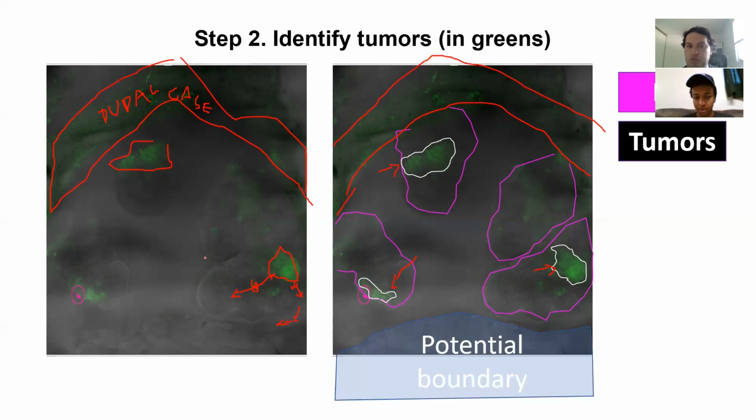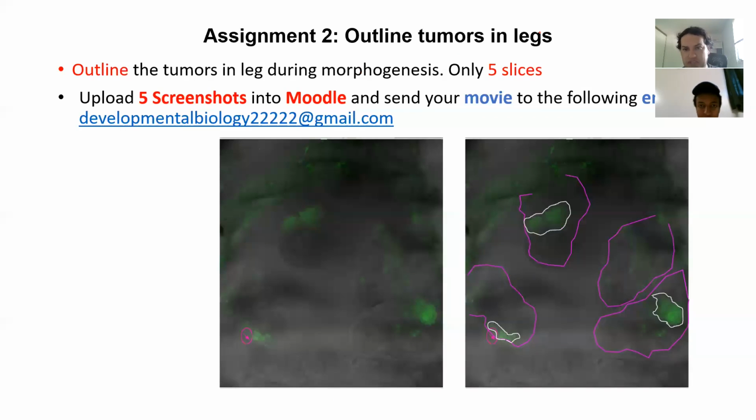So so far we will have the outline of the legs. Next, the second assignment will be to identify tumors. Same homework: outline 5 slices, 5 screenshots. I will set up something in Moodle so you can do it. Send me the movie too, so that in case somebody creates a virus that kills my computer and your computer, we have all the information there.